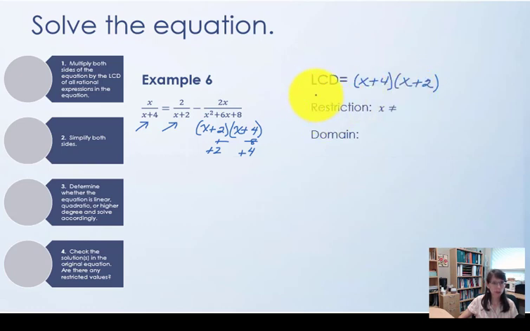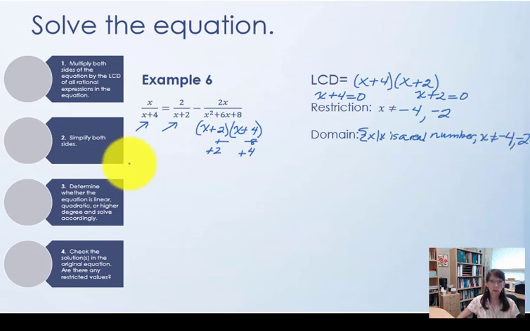To find the restrictions, we're going to set each of these factors equal to 0. So we'll start with x plus 4 set to 0, and that means when 4 is subtracted, we would get negative 4 for a restriction. The other factor of x plus 2 set to 0, subtracting 2 from each side, we would get negative 2 as our other restriction. So the domain would be the set of x such that x is a real number, but x cannot equal negative 4 or negative 2.